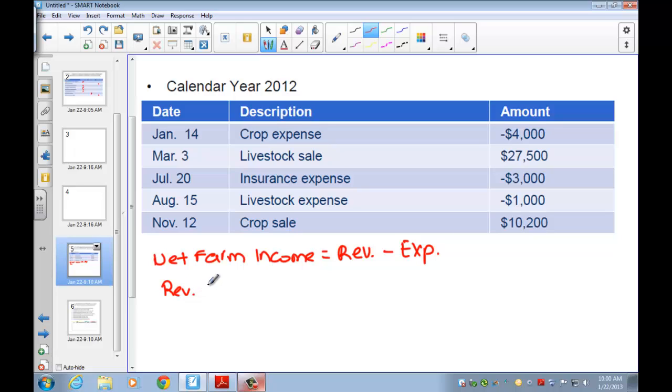Just by looking at the general ledger, we can see that we had a livestock sale on May 3rd, $27,500, and we also had a crop sale of $10,200. So we're going to add those two. And this is equal to $37,700.